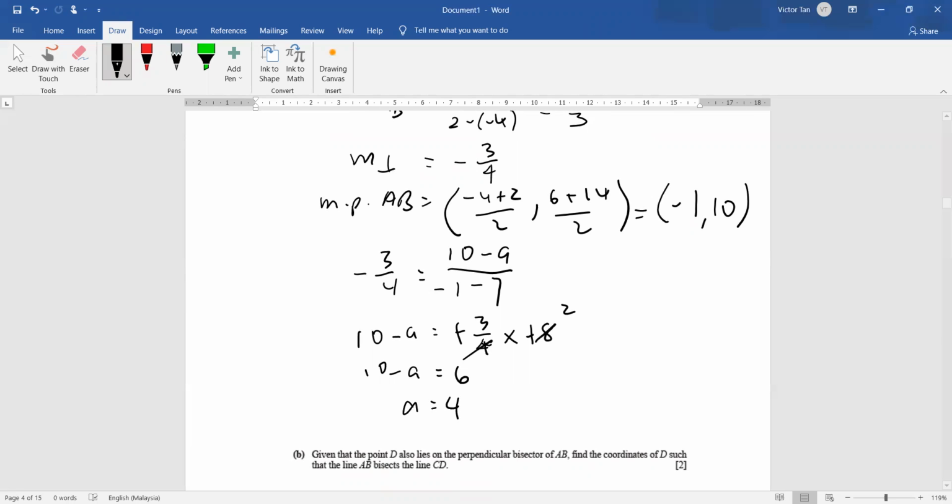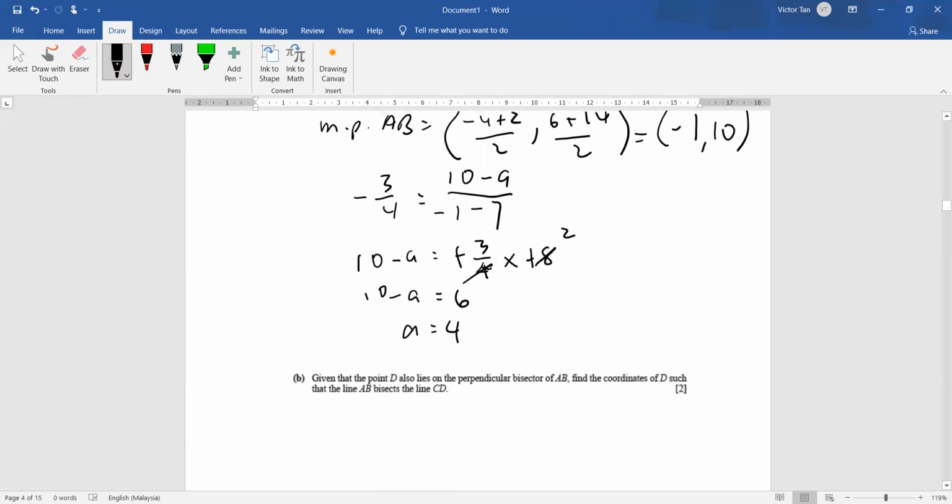Given that the point D also lies on the perpendicular bisector of AB, find the coordinates of D such that the line AB bisects the line CD. So the midpoint of AB will be the midpoint of CD.